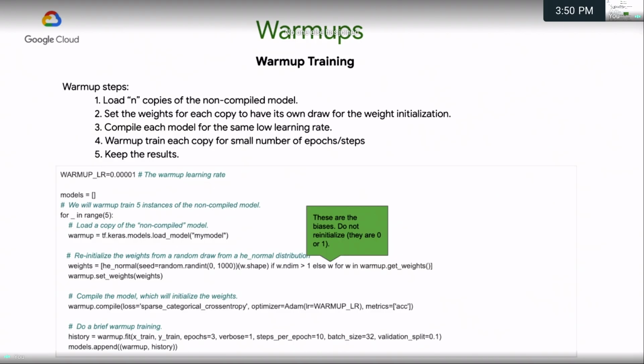I compile it. I do my short warm-up test, so just a short number of epochs, a short number of steps per epoch. I keep the history, I'm going to save this history, and based on the history, I'm going to make, somebody's telling me I got 5 minutes.